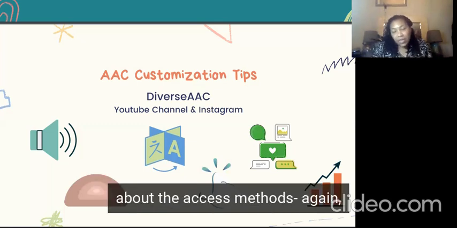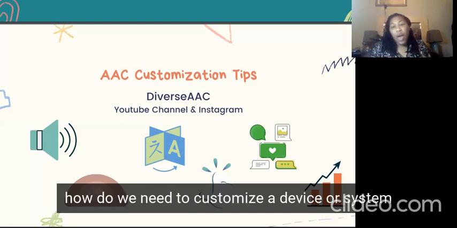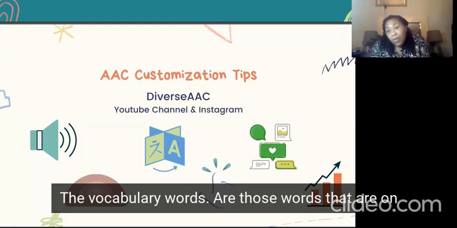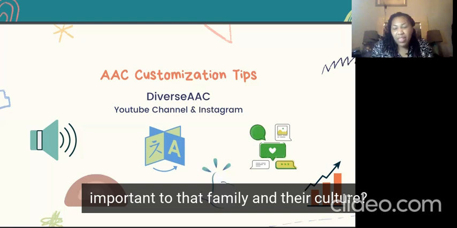Thinking about the access method. So again, does the child need eye gaze? Does the child need to use a switch? So how do we need to customize a device or a system for that? The vocabulary words, are those words that are on that system important to that family and their culture?